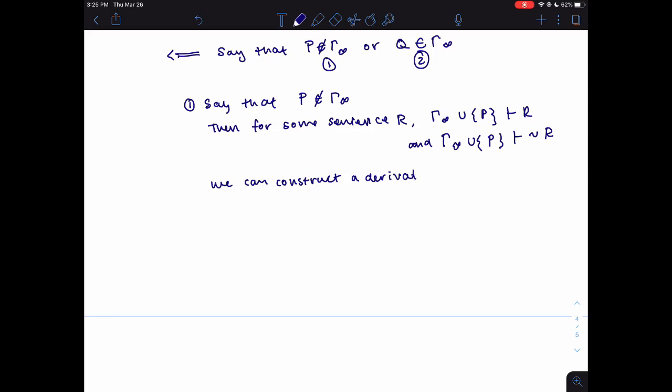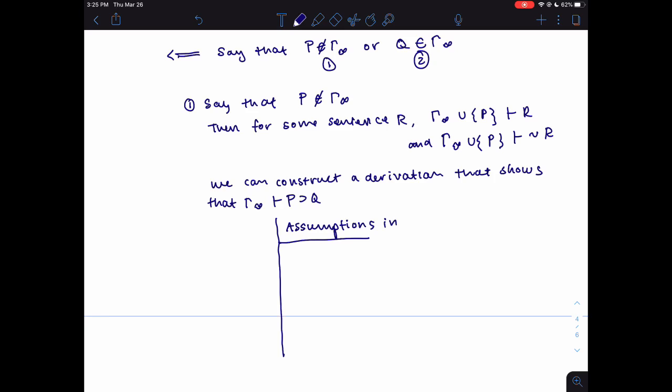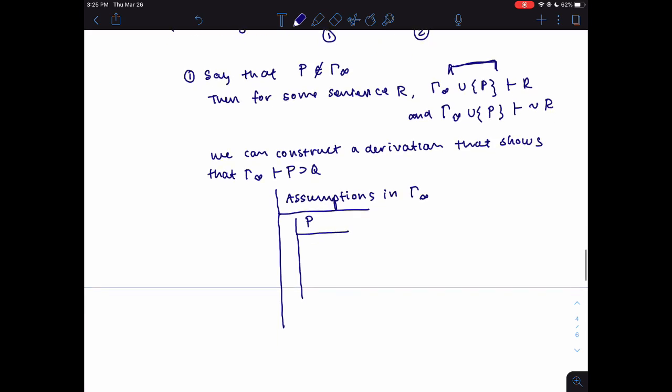So we can construct a derivation that shows that gamma infinity allows you to derive if P then Q. And here's what that derivation looks like. Okay, so up here you have all the assumptions in gamma infinity. And up here, we stipulated that we're going to tack P on. And what that means is we get to make a little subderivation with P as our assumption. Okay, so that's what this here means. And we know that gamma union P allows you to derive R and not R.